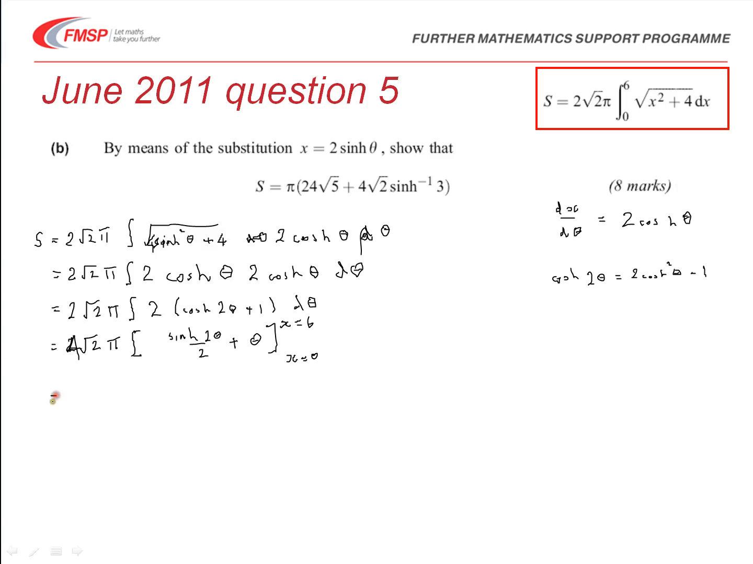So what do we get if we do that? Well, what have we got? We've got 4 root 2 pi integral. Now this is sinh 2 theta, and the substitution was 2 sinh theta, so we've got to rewrite sinh 2 theta in terms of sinh and cosh, because we know through the double angle formulas that sinh 2 theta is twice sinh theta cosh theta, so the 2 will cancel, so we're just left with sinh theta cosh theta plus theta. But what is theta? Well, we know theta is going to be found through rearranging x equals 2 sinh theta in a moment, so we'll do all that in the next line.